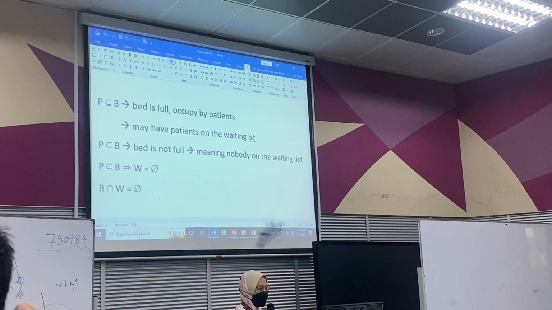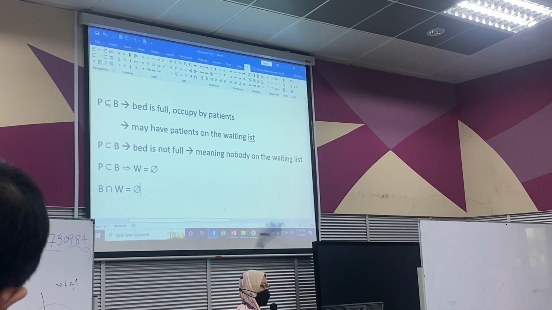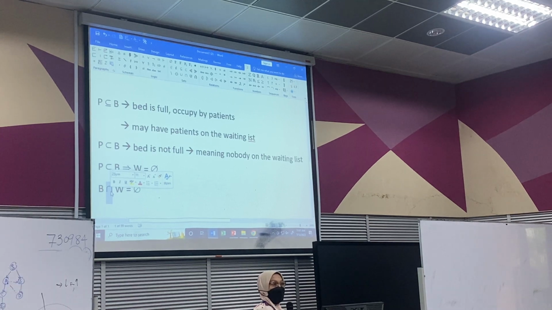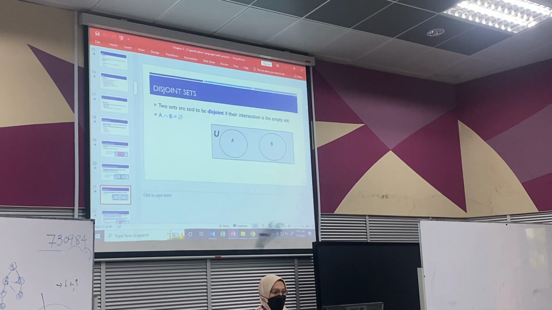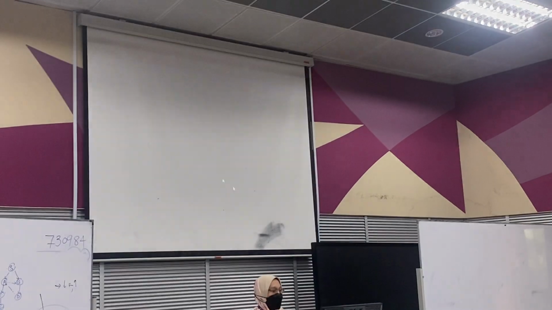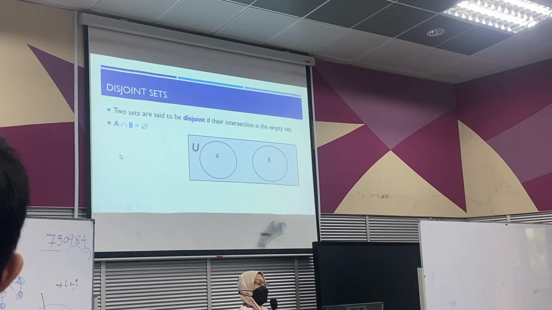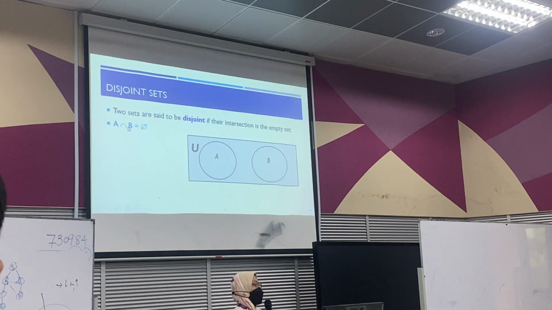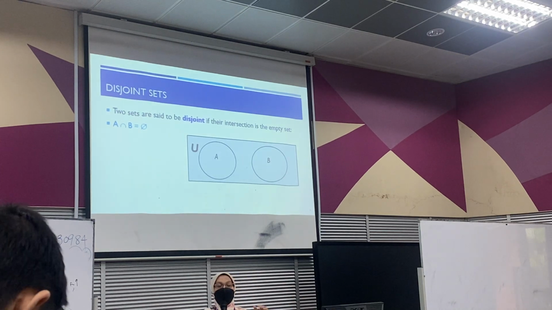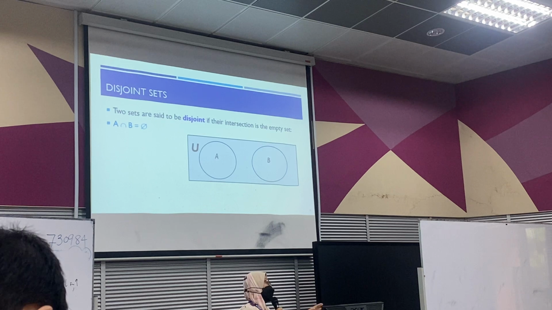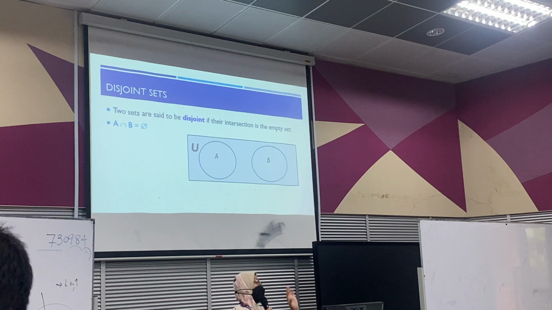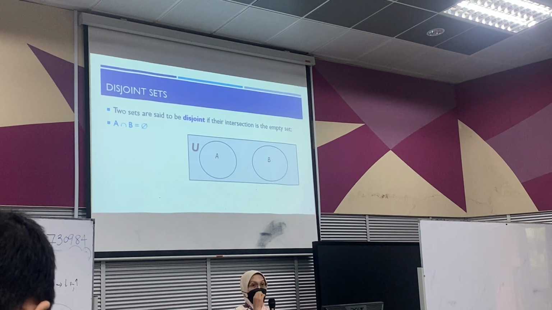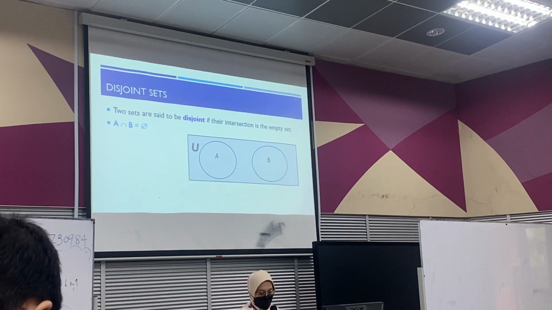So this is another case where you can use intersection. The next one is disjoint. This is the one on disjoint just now, where you have an empty set, so we call this a disjoint set. This is the one I showed you just now, where the patients in the hospital who occupy the bed cannot be on the waiting list. So these two intersect must be the empty set. We call this a disjoint set.